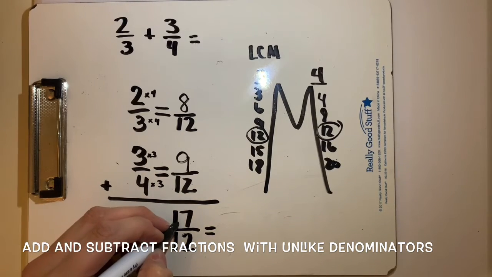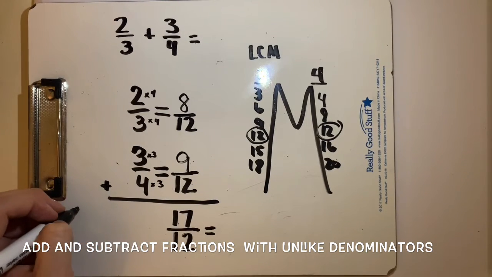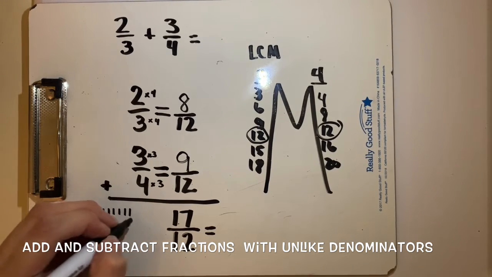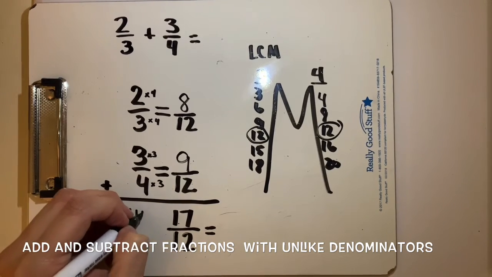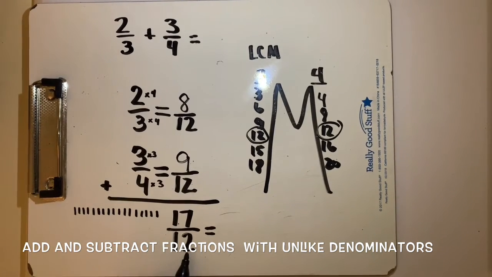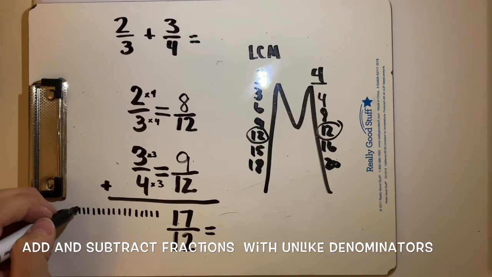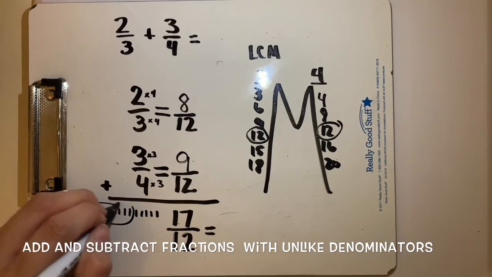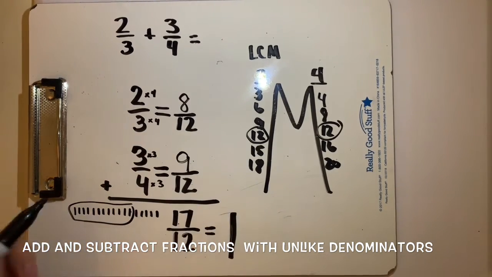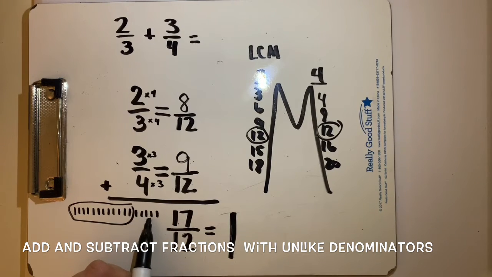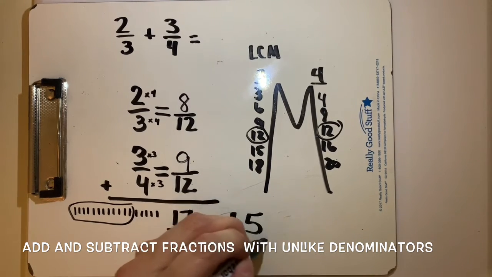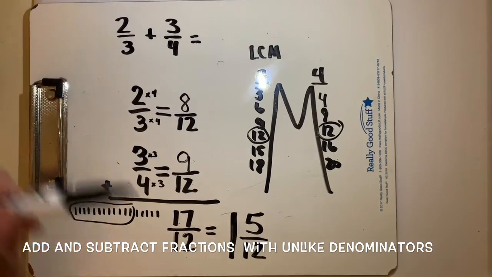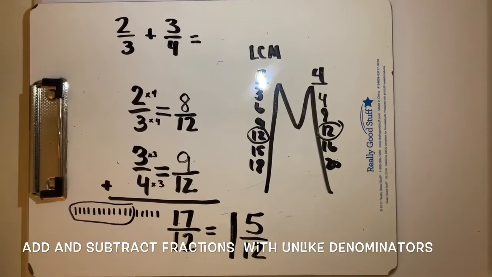So one strategy is to make little dashes, 17 dashes: 1, 2, 3, 4, 5, 6, 7, 8, 9, 10, 11, 12, 13, 14, 15, 16, 17. And I'm going to circle a group of 12. 1, 2, 3, 4, 5, 6, 7, 8, 9, 10, 11, 12. So I'm going to circle that. So I have one whole group. And how many do I have left? 1, 2, 3, 4, 5. I have 5 left, and my denominator stays the same. So if I were to add 2/3 plus 3/4, I have 1 and 5/12.